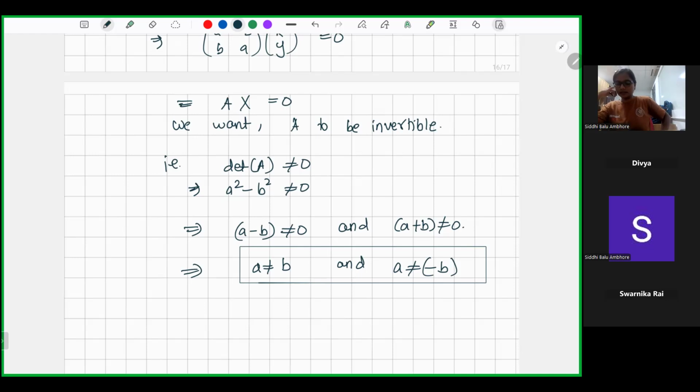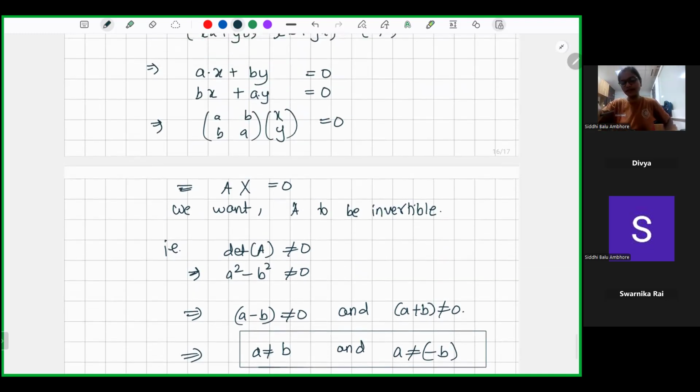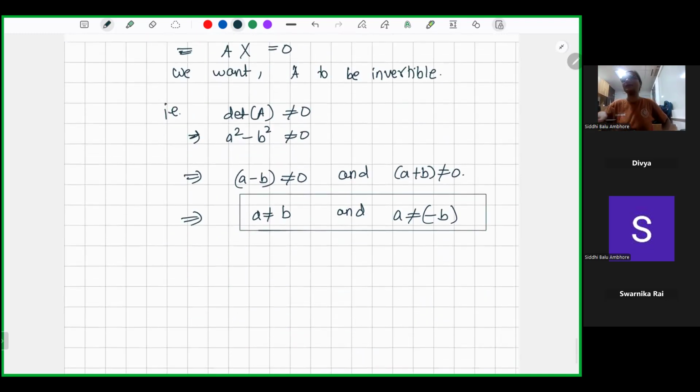So if we just write a square minus b square is equal to a minus b dot a plus b, and if I want that to be non-zero, then this is logically correct. Because if one of them is zero, then the product will be zero. Yes, so this has to be there. We have arrived at this conclusion following all the logical possibilities. You can check.